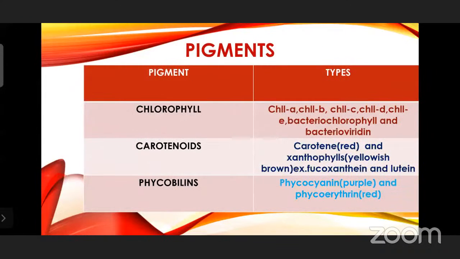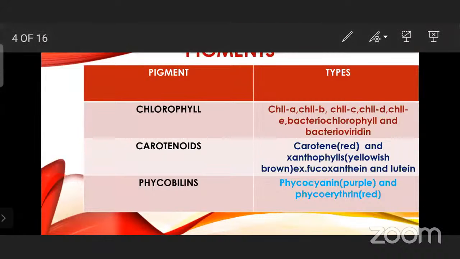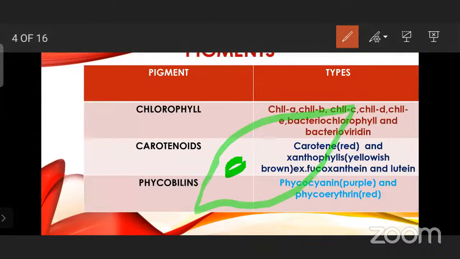Now the most important thing, pigments. What is a pigment? A pigment is a molecule which absorbs light of specific wavelength. We know the chloroplast. The chloroplast is a structure present in the plant cell. It is green in color due to the presence of thylakoid membranes containing the chlorophyll pigment. Here the thylakoid membrane will be there, and it contains the chlorophyll pigment.